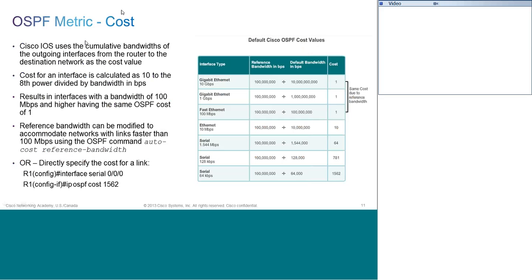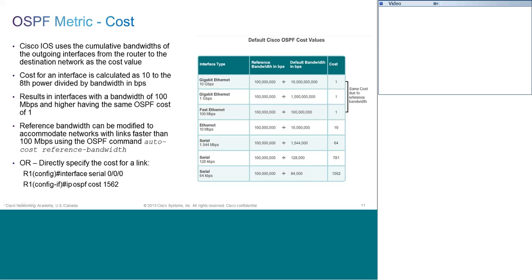OSPF uses cost as a metric. A lower cost indicates a better path than a higher cost. A 10 megabit per second Ethernet line has a higher cost than a 100 megabit per second Ethernet line. The formula used to calculate the OSPF cost is cost equals reference bandwidth divided by interface bandwidth.